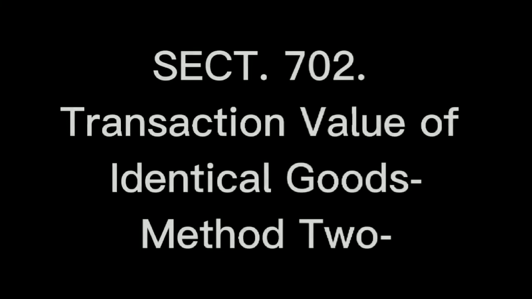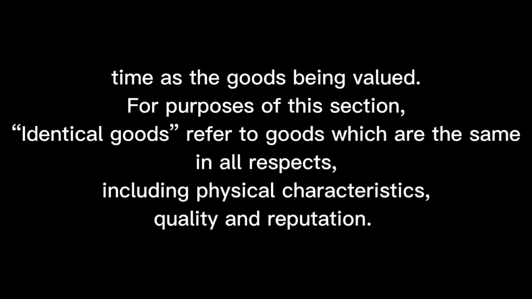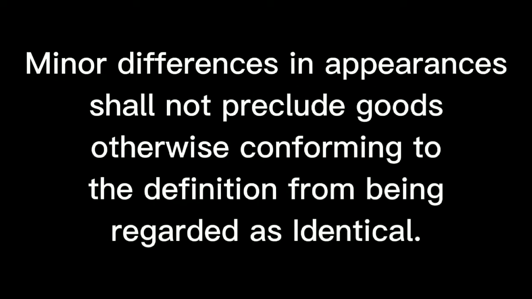Hello everyone, I am Geraldine Noblero, the third reporter, for Section 702, Transaction Value of Identical Goods, or Method 2. Where the dutiable value cannot be determined under Method 1, the dutiable value shall be the transaction value of identical goods sold for export to the Philippines and exported at or about the same time as the goods being valued. For purposes of this section, identical goods refers to goods which are the same in all respects, including physical characteristics, quality, and reputation.